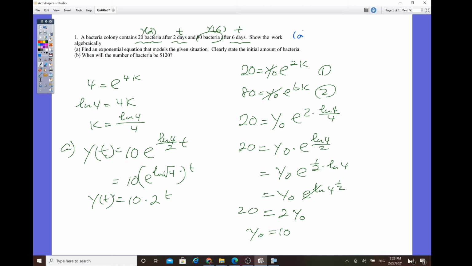And then when would the number of bacteria be 5,120? So plug in that number right here and basically just solve for t. Divide by 10 on both sides, so we get 512, which equals 2 to the power of t. So 512.